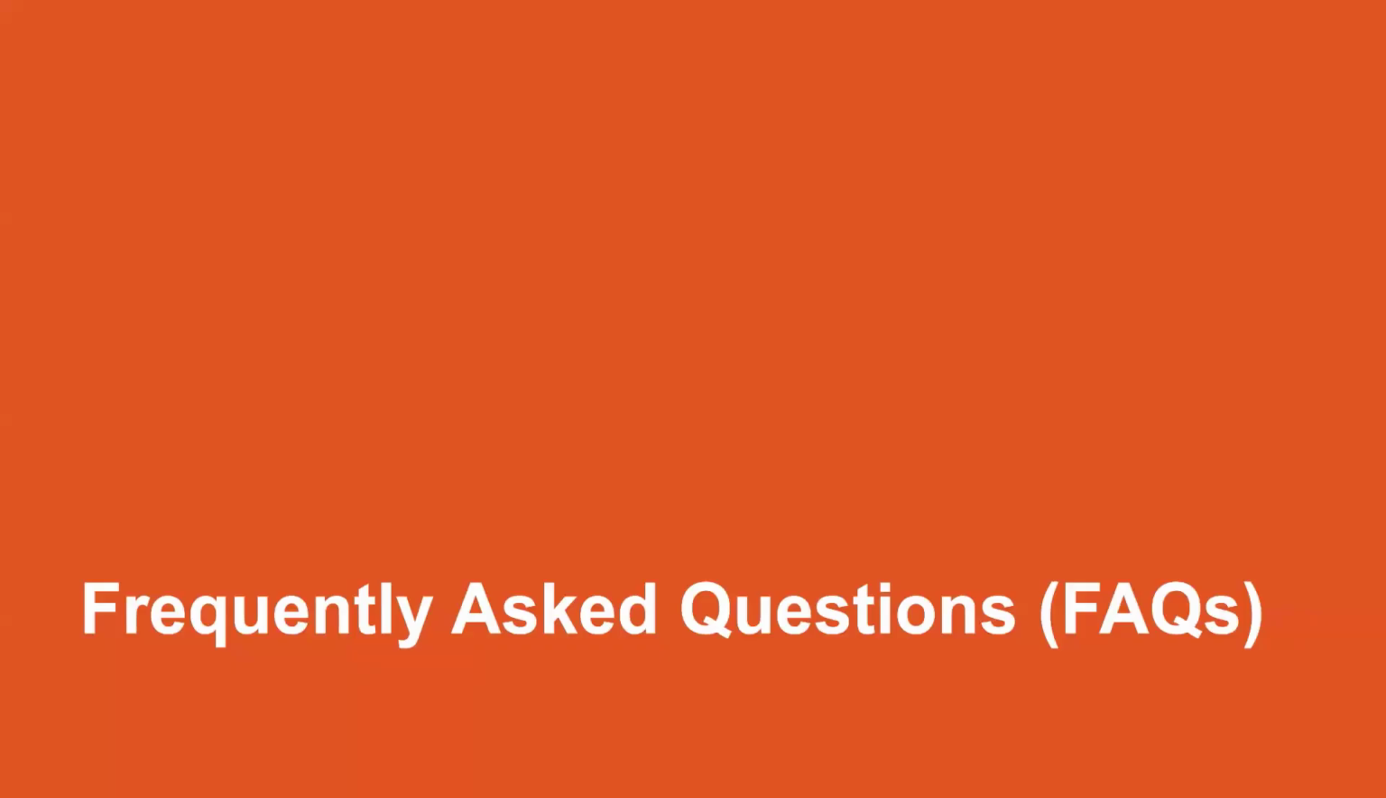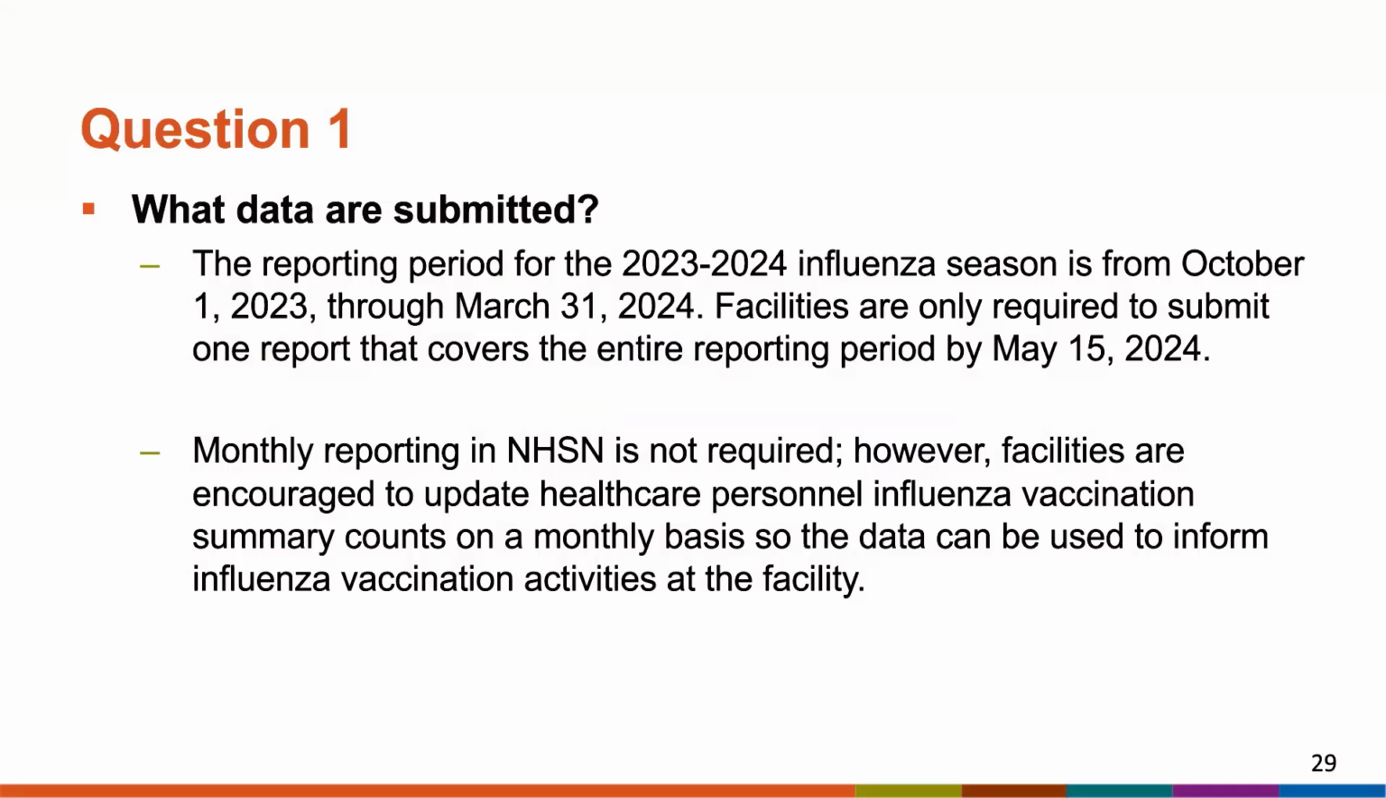Now we will take the time to review some commonly asked questions. The first question is, what data are submitted? The reporting period for the 2023-2024 influenza season is from October 1st, 2023 through March 31st, 2024. Facilities are only required to submit one report that covers the entire reporting period by May 15th, 2024. Monthly reporting in NHSN is not required.